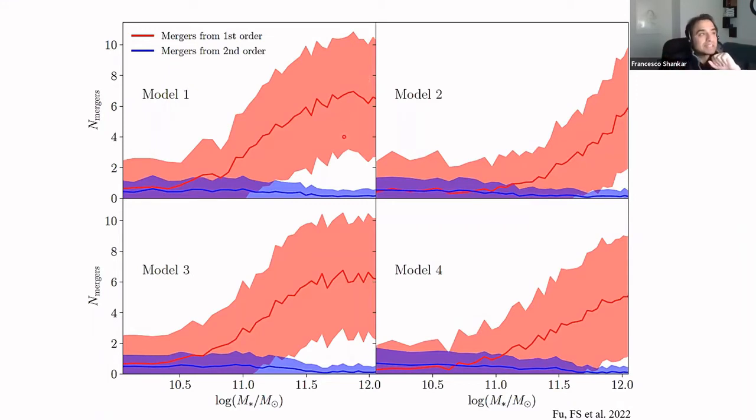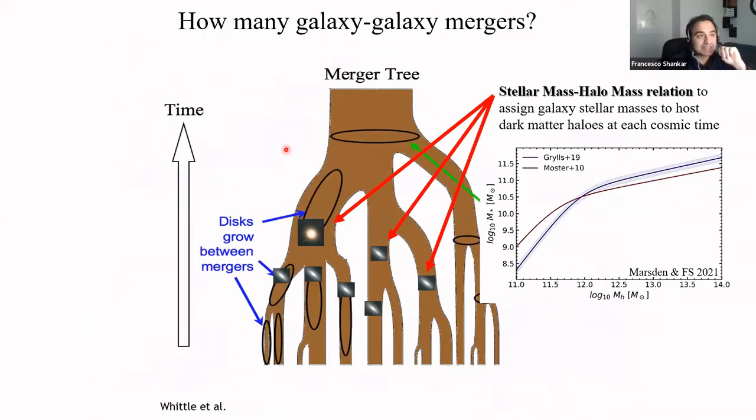But here you can see that I'm showing you 4 panels. I'm not showing you 1 panel, but 4. Why am I doing this? Because I just told you that the mapping between stellar mass and halo mass is not unique.